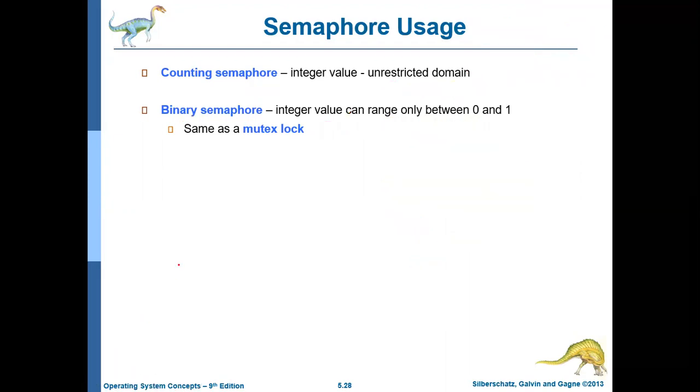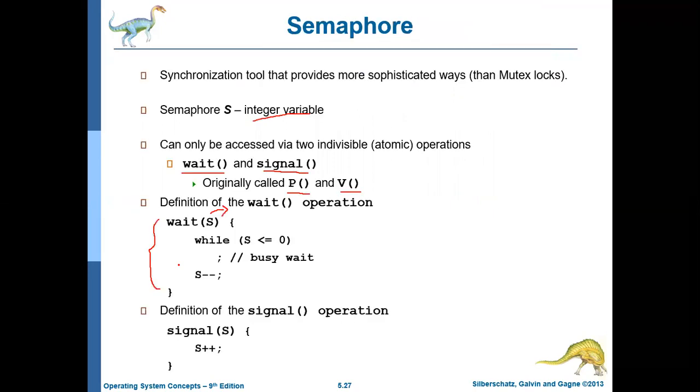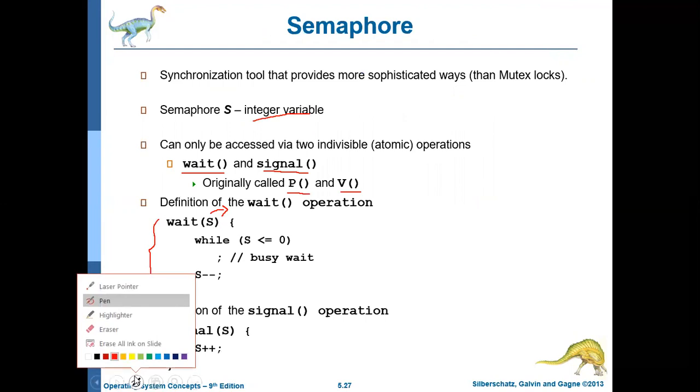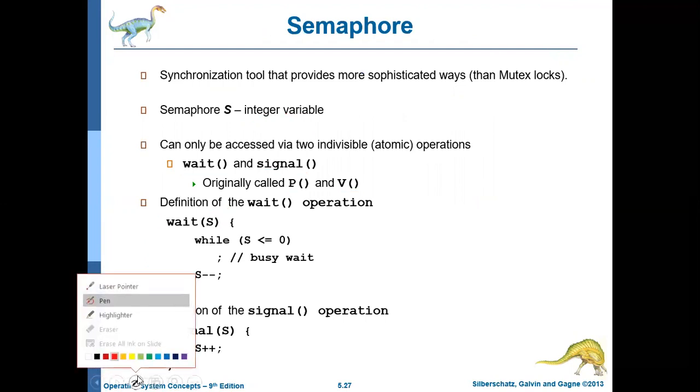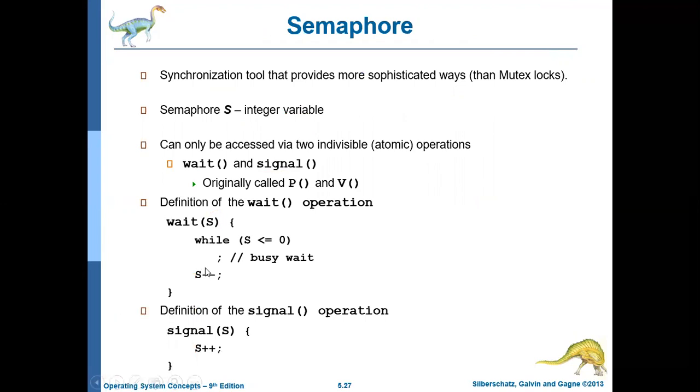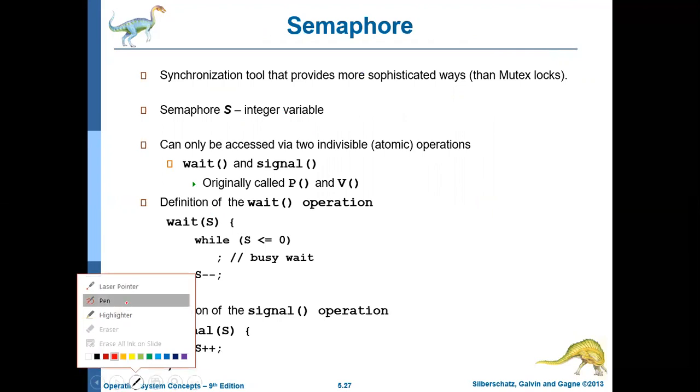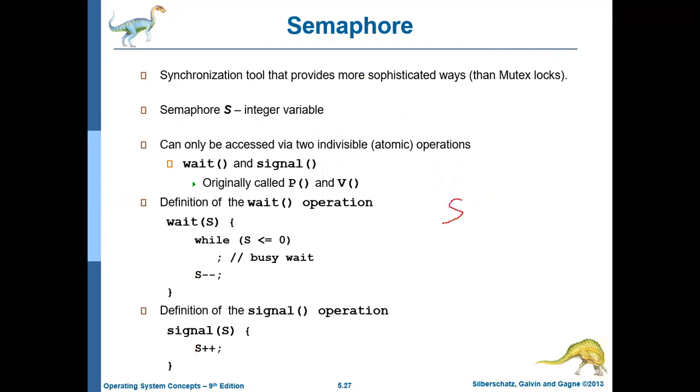Now let us try to understand this particular code. Let us discuss it first for a binary semaphore, how it works. If it is a binary semaphore, what will be the value of S? The value of S will be 0. Sorry, S will be 1. The initial value of S will be 1.